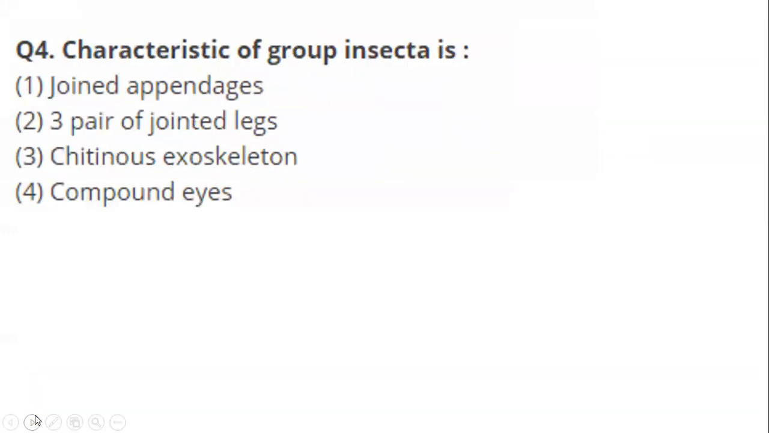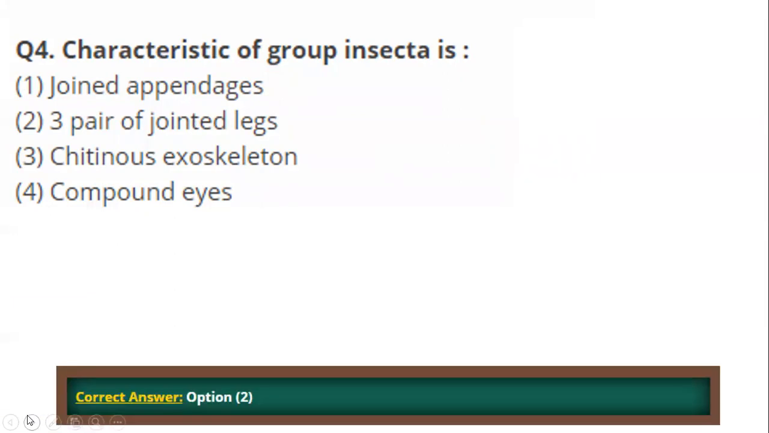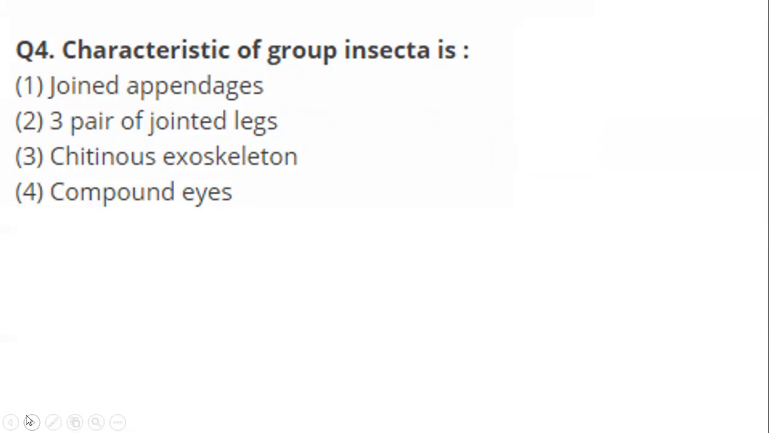Moving on to the next question. Characteristic of group Insecta is jointed appendages, three pair of jointed legs, chitinous exoskeleton, compound eyes. Which is the characteristic of group Insecta? Yes, the answer is option 2. Three pair of jointed legs is the characteristic feature of group Insecta.